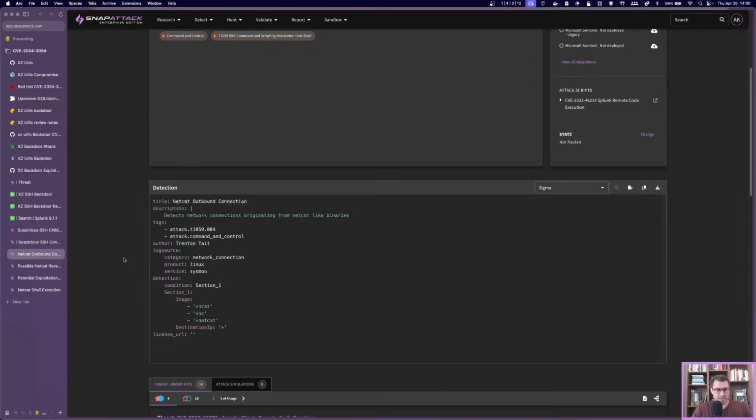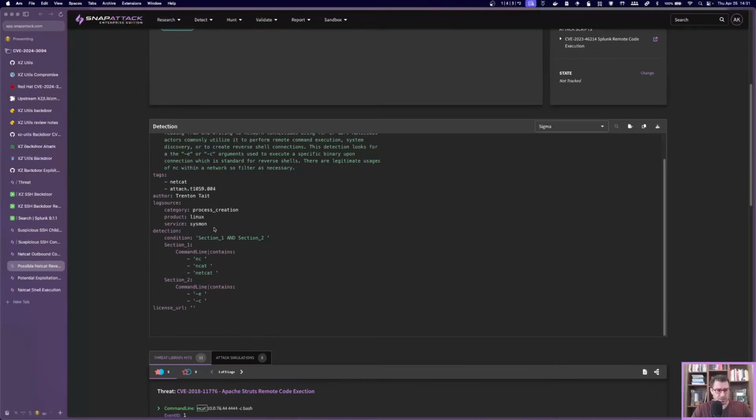Another one, some netcat. You'll see several of these are somewhat similar, where this is looking for a network connection with netcat being utilized. And usually when you're seeing netcat, there's something going on with a reverse shell. Again, maybe it's being used legitimately, but it's always worth investigating any netcat activity.